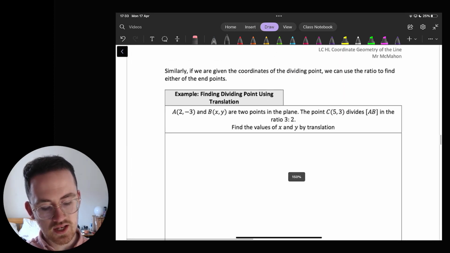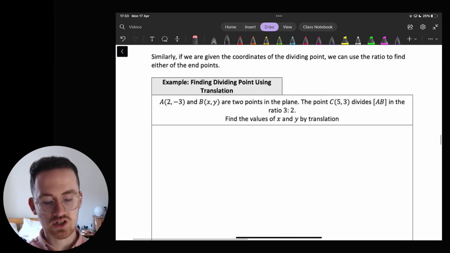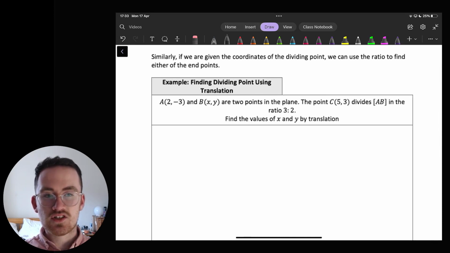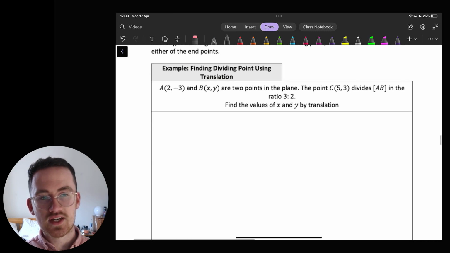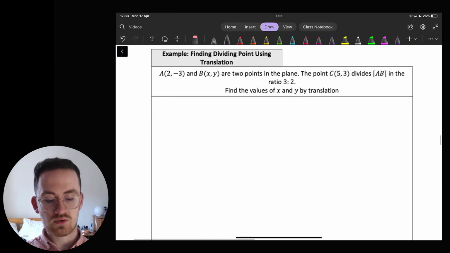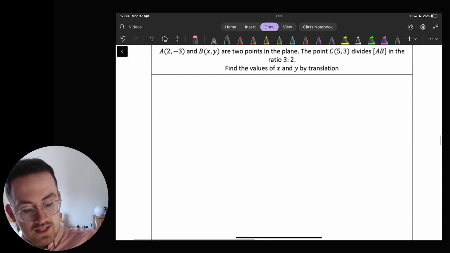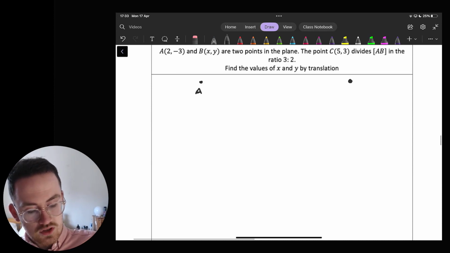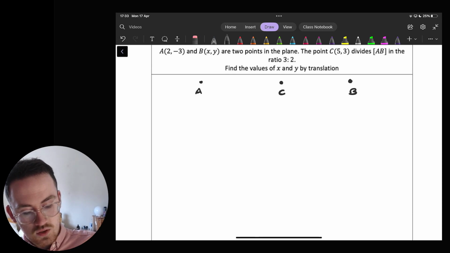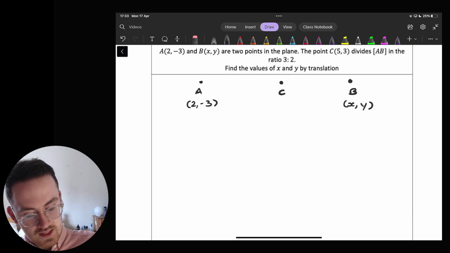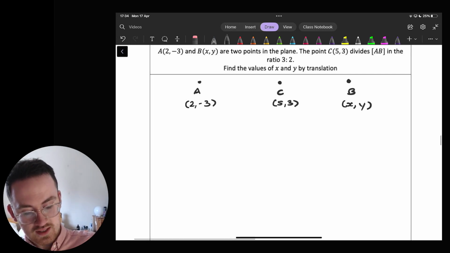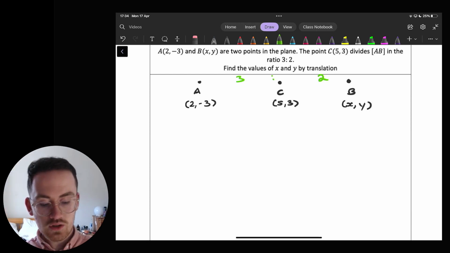Looking at this example, we're trying to find the endpoint using a translation. A is (2, -3) and B is (x, y). The point C divides AB in the ratio 3 is to 2. Find the values of x and y by translation. So actually this one we're looking for the endpoint. Let's set up our question to get a sense of what we're looking at. A is here, (2, -3). B is here, (x, y). And C is somewhere around here. It's probably not entirely accurate, but it's divided in a 3 is to 2 ratio.